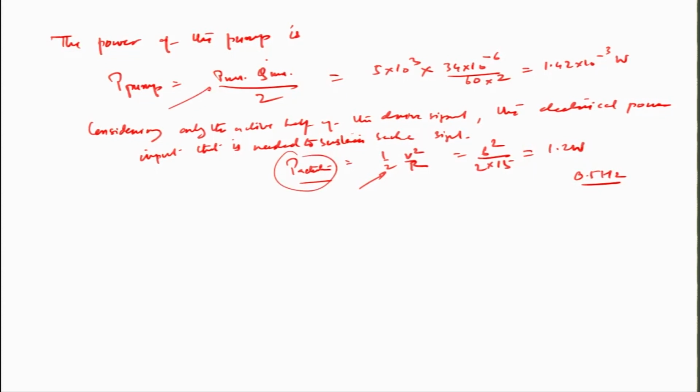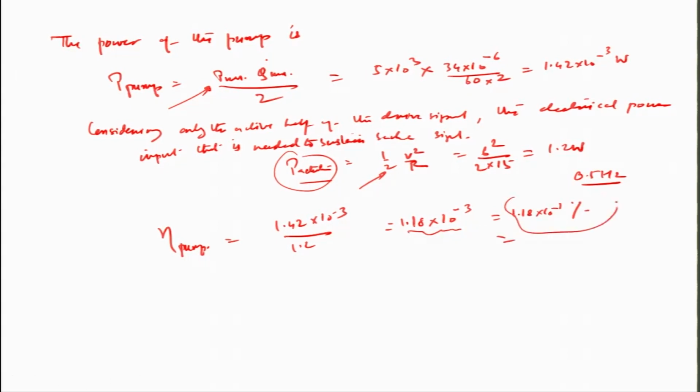and therefore, in this particular case, if such a signal has produced this kind of a back pressure or pumping power, then the efficiency of the thermopneumatic pump or actuator is equal to 1.42 times 10 to the power of minus 3 divided by 1.2, that is 1.18 times 10 to the power of minus 3, or in percentage terms, 0.118%. So, this is how the efficiency of a thermopneumatic pump is calculated.